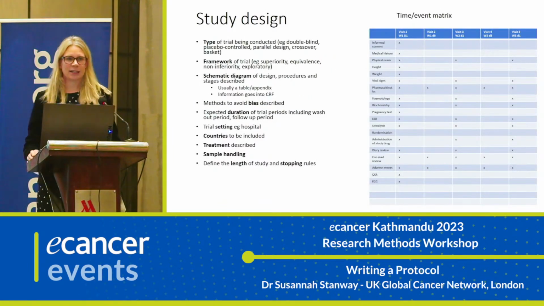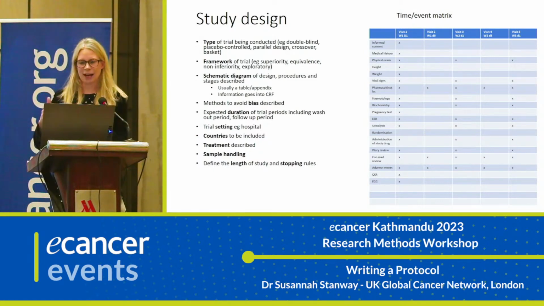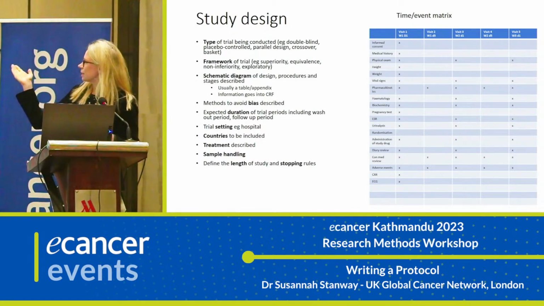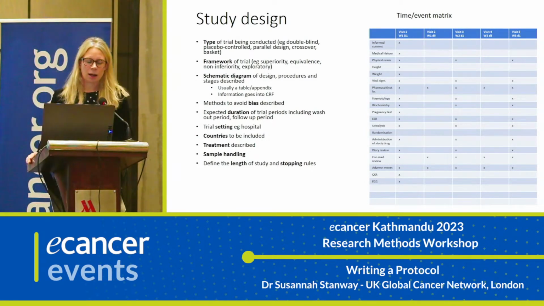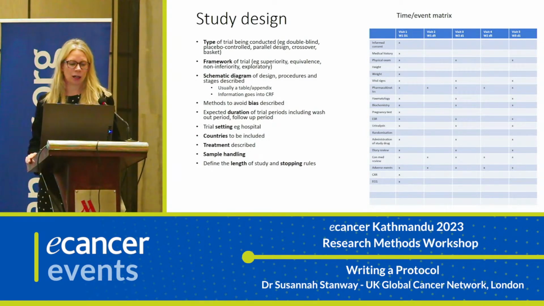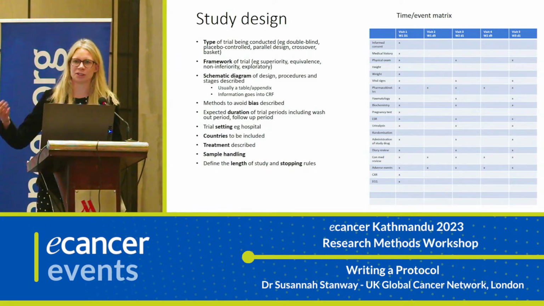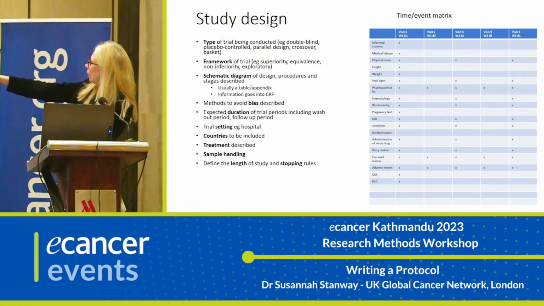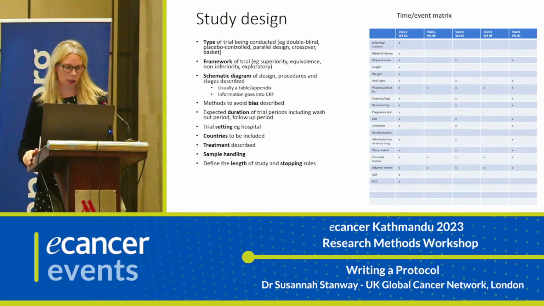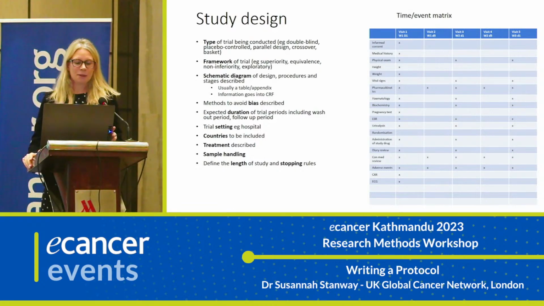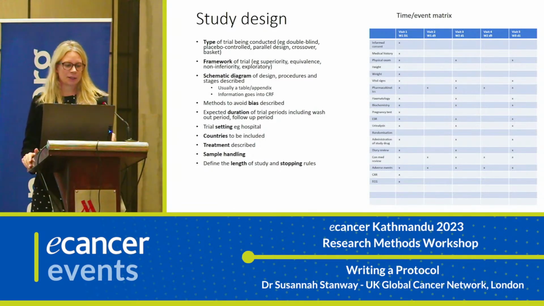So study design, it's quite helpful to have a sort of at-a-glance time event matrix. I've just put an example of one on the right, where you put a framework for the schematic design and what you're going to do, when you're going to do various laboratory tests, when you're going to take informed consent. And this should detail really from the far left, from screening to various time points across the trial. Methods to avoid bias should be described in this section.